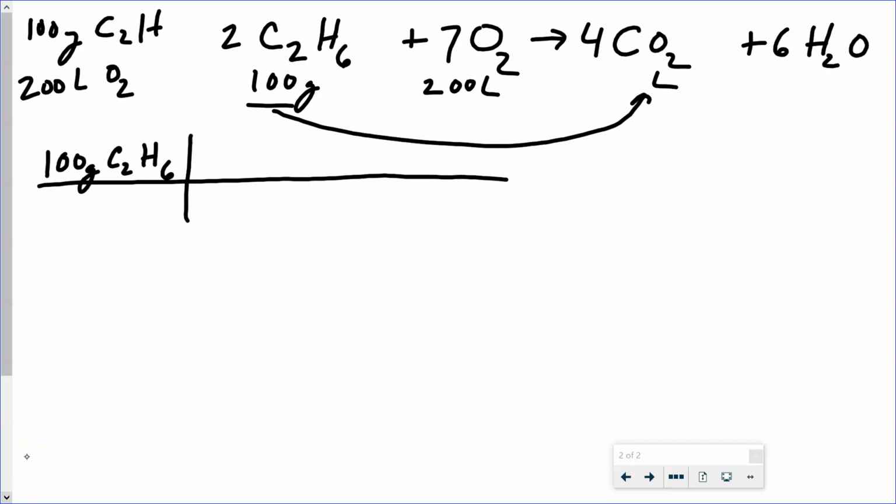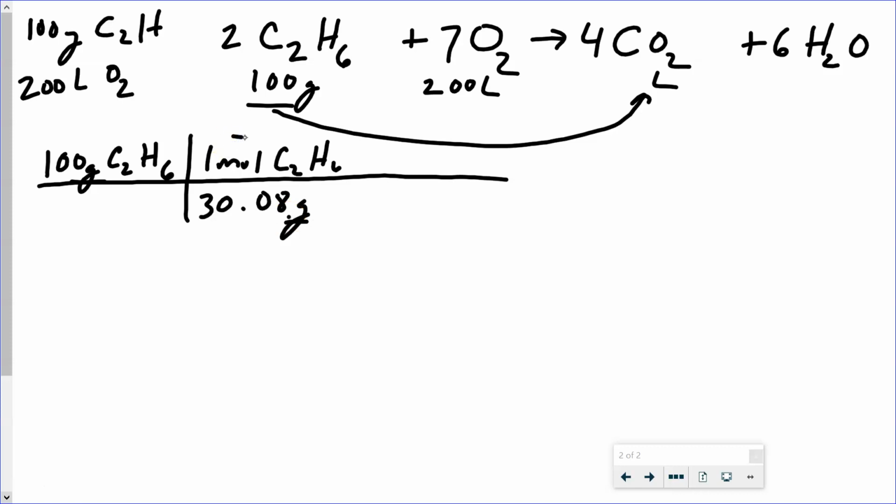Alright, so we have it set up. This is what it should look like. The first thing we want to do is go from grams to moles of ethane. And so I know 1 mole of the C2H6 has a molar mass of 30.08 grams. Notice that I have grams up top and grams on the bottom so that they'll cancel. So I'm going from grams to moles of the ethane here.